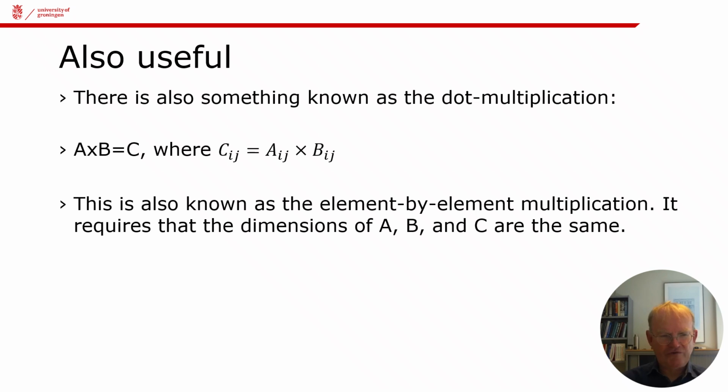So another useful function is something that is known as a dot multiplication. A times B equals C, where Cij is equal to Aij times Bij. So essentially, element by element, you multiply the elements of the matrix. And so for this, of course, the dimensions of A, B, and C need to be the same, otherwise it simply doesn't work. This is known as a dot multiplication. We're going to need this one too.